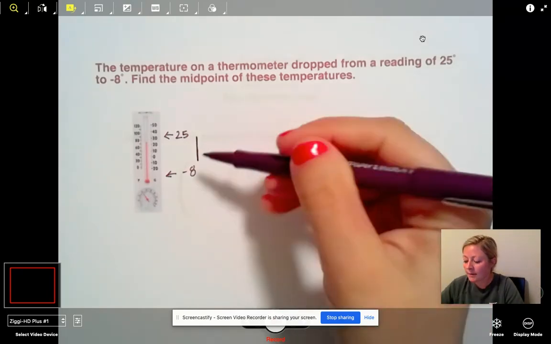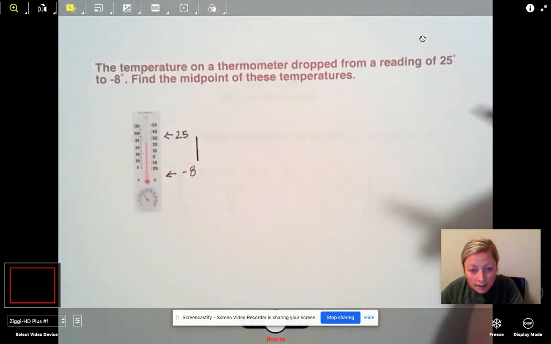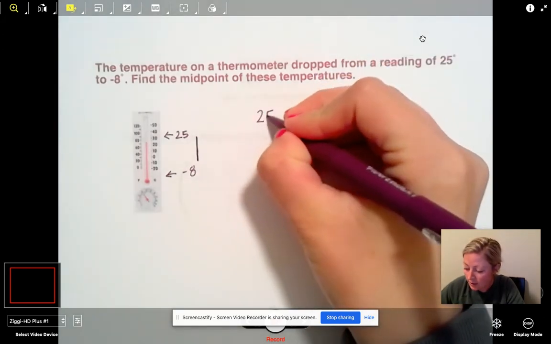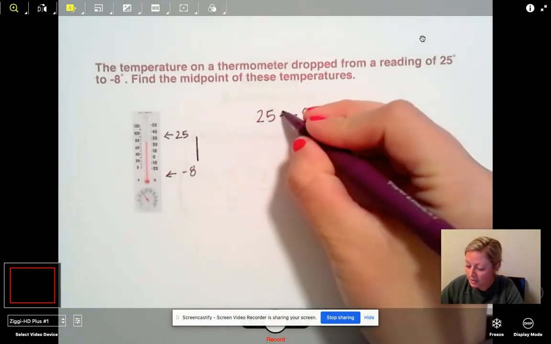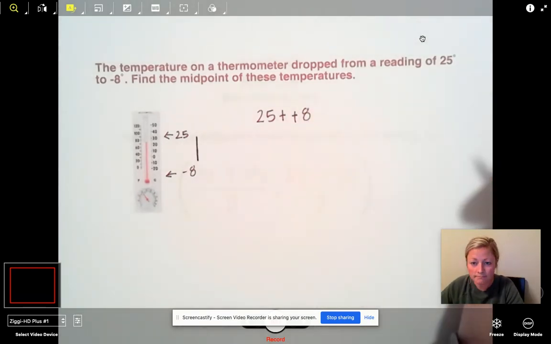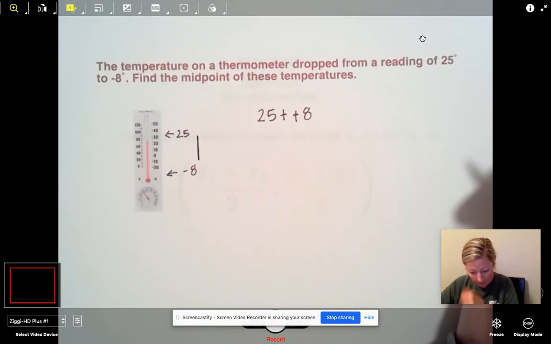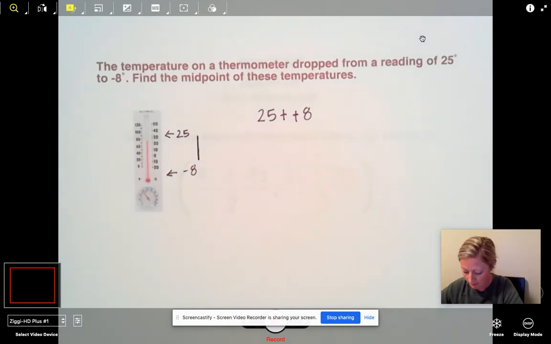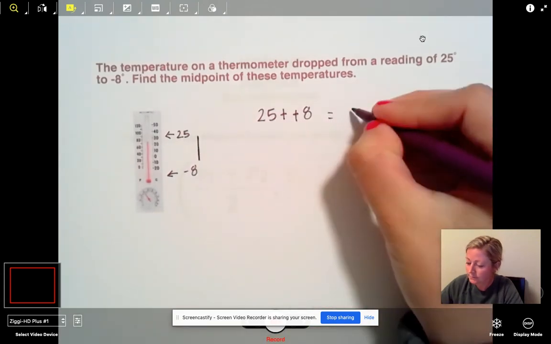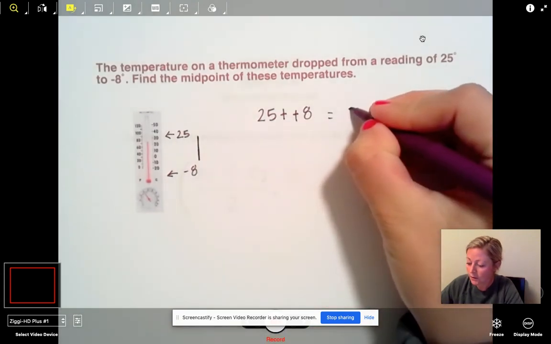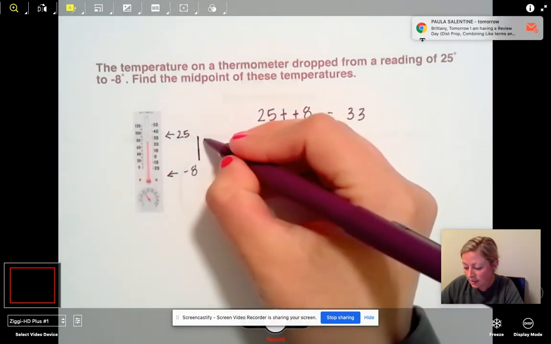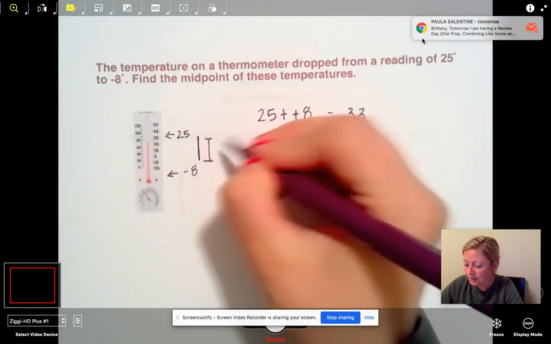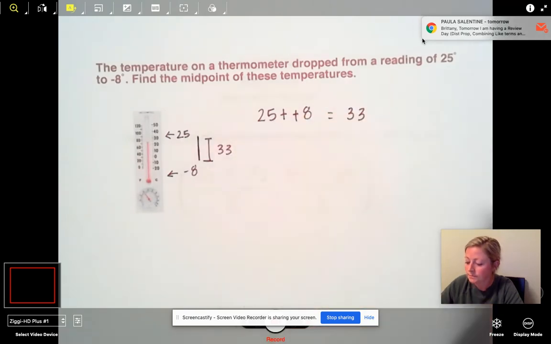So I'm going to find the distance between these by subtracting. I'm going to take 25 minus -8. But we all know that subtraction means to really add the opposite. So 25 plus 8 is what, folks? 33. So the distance from here to here is 33 degrees.